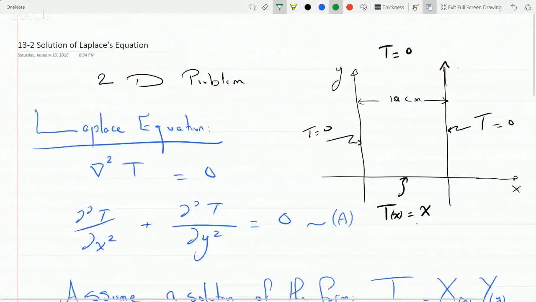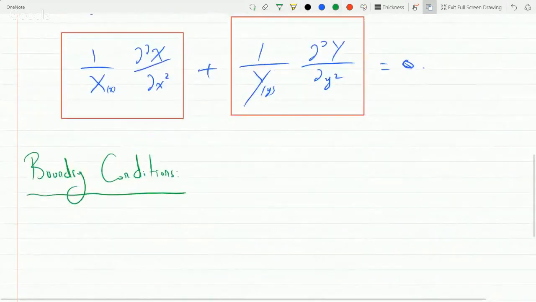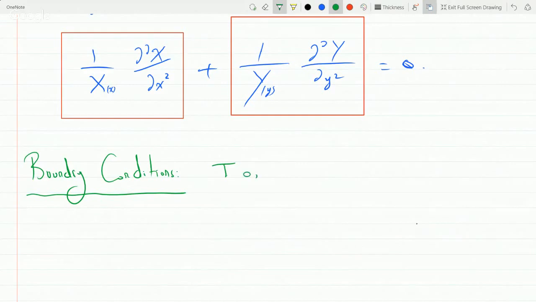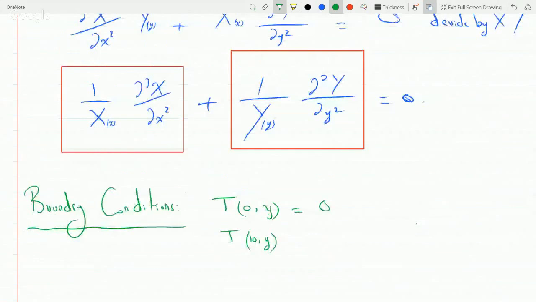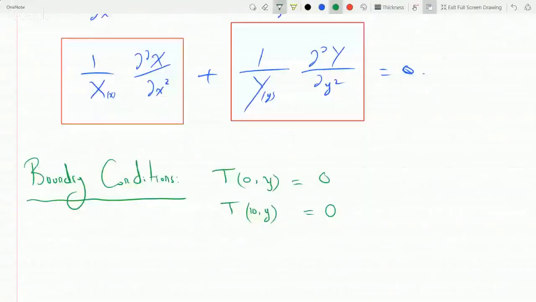So boundary conditions here, we have T of 0, y, that's on the y-axis, equals 0. And T at 10, y, here, this is 10, because the width is 10, and then anywhere on this line, the temperature has to be 0 at 10. So T of 10, y equals 0.